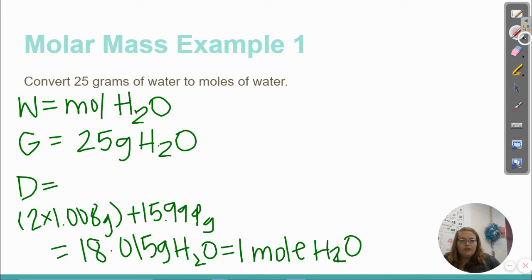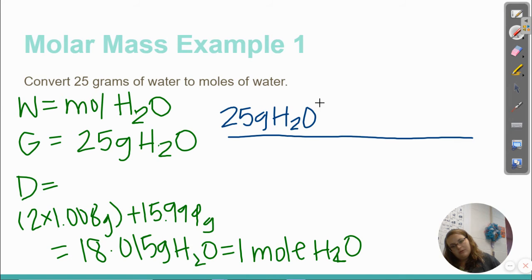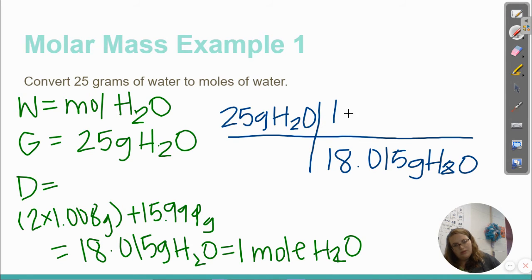So now let's do our conversion. So I start off with 25 gram H2O. Grams of H2O are on top, so it's going to go to bottom. So for every 18.015 gram H2O, I have 1 mole H2O. So 25, and then we have grams of H2O cancel, and we're left with just moles of H2O.